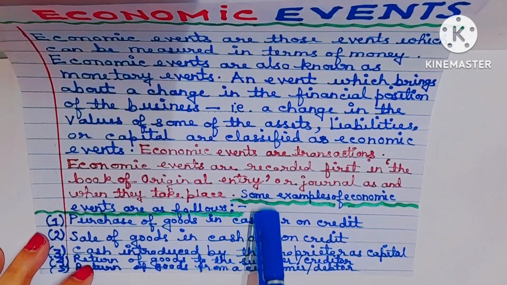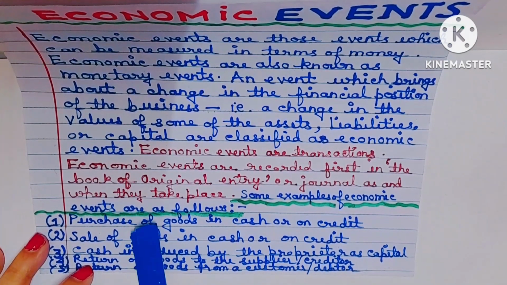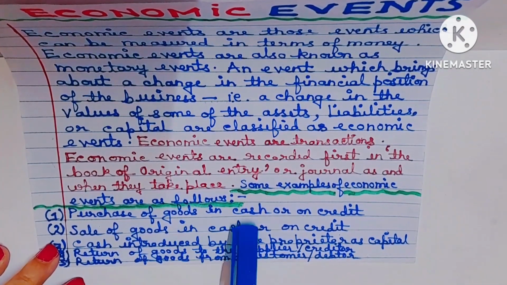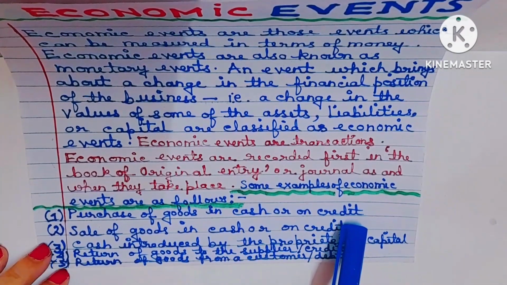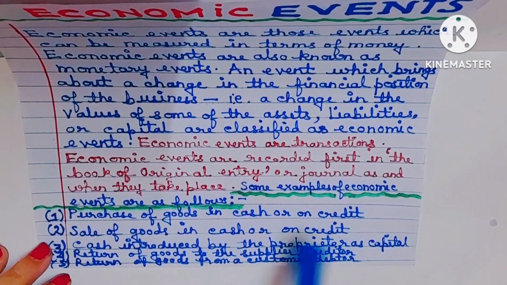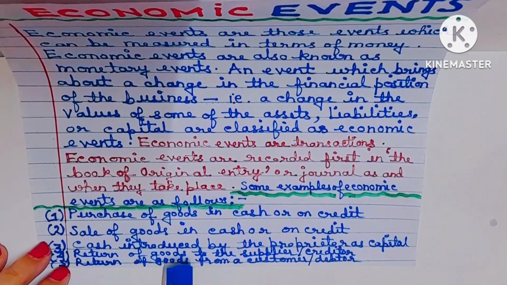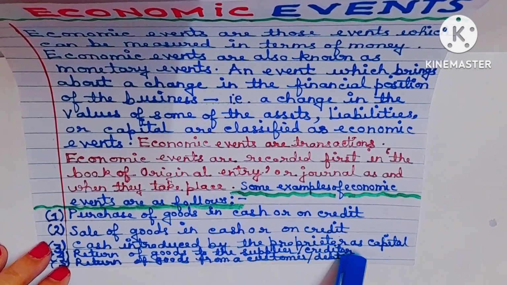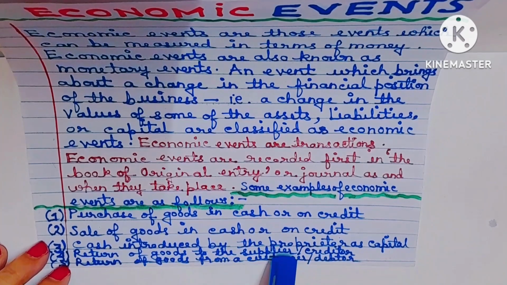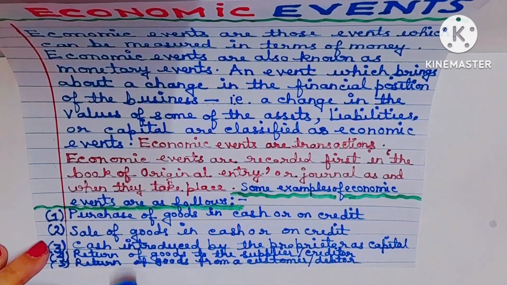Some examples of economic events are as follows. Number 1, purchase of goods in cash or on credit. Number 2, sale of goods in cash or on credit. Number 3, cash introduced by the proprietor as capital. Number 4, return of goods to the supplier or creditor. Number 5, return of goods from a customer or debtor.